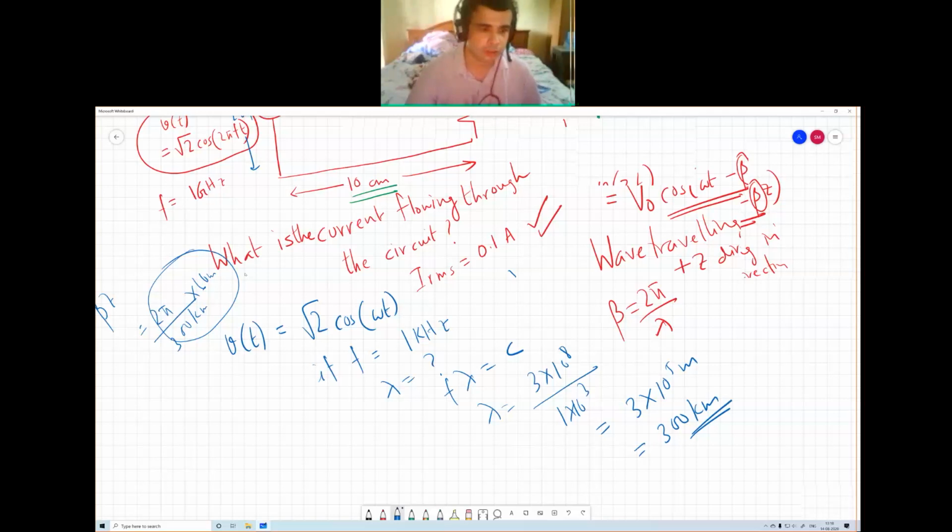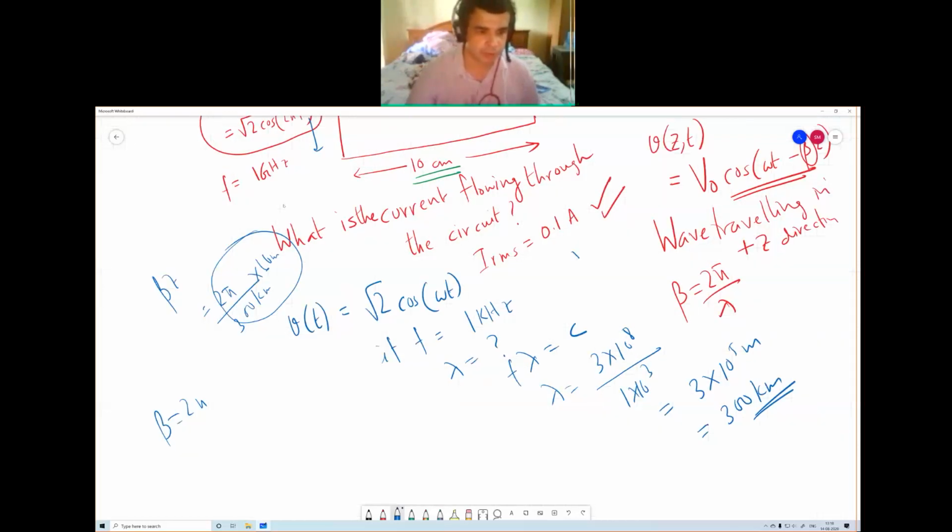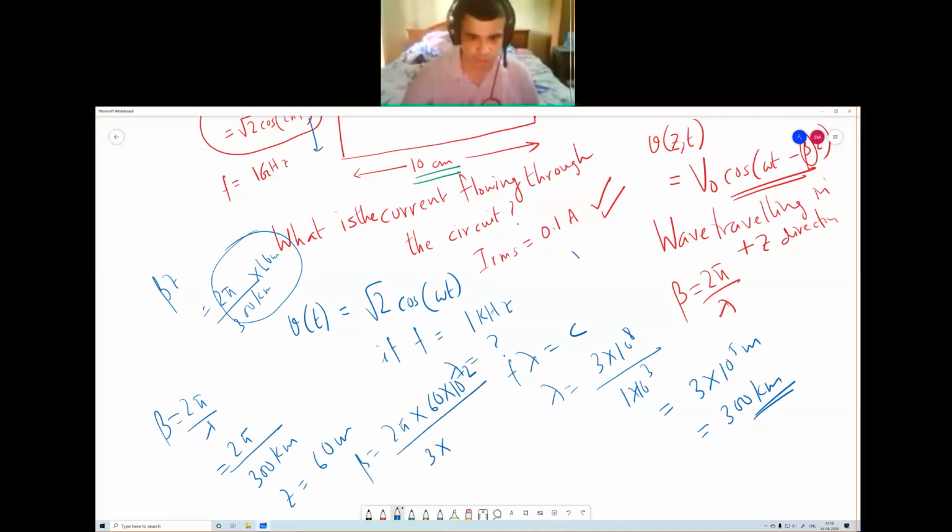Beta was 2 pi by lambda. So 2 pi by 300 kilometers, and z is 60 centimeters. So this beta z is 2 pi into 60 centimeters, that is 10 to the power minus 2, by 3 into 10 to the power minus 5. So can you see how small this term would be?